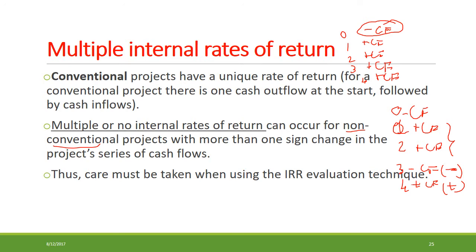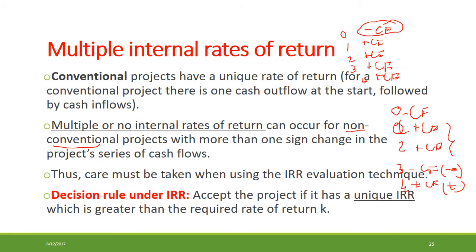Okay. So if we have a non-conventional project, we might come up with 2 or 3 different IRR numbers. So it's a bit hard then to choose which IRR to use. In this case, the IRR method is not very appropriate. For projects with a unique IRR, the decision rule is always that if the IRR is greater than the required rate of return, then we accept the project. But this can only be used if we have a unique IRR.